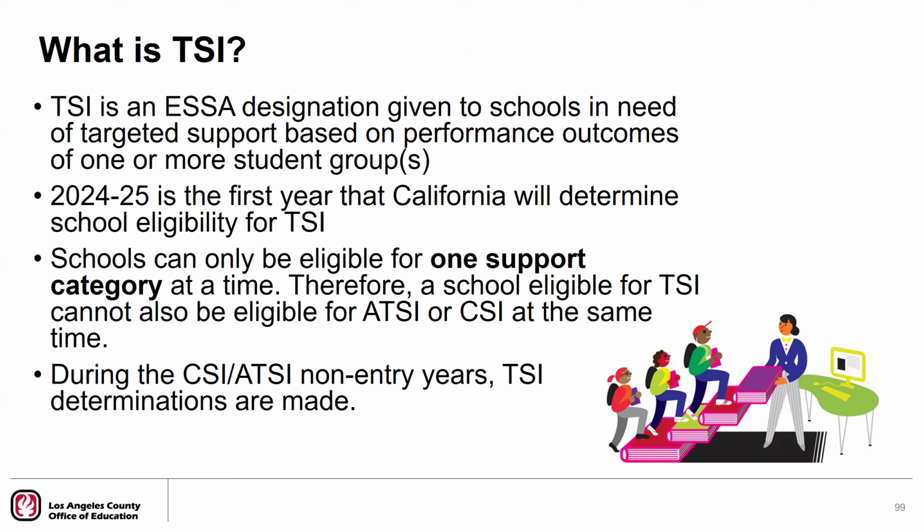2024-25 is the first year that California will determine school eligibility for TSI. Schools can only be eligible for one support category at a time. Therefore, a school eligible for TSI cannot also be eligible for ATSI or CSI at the same time. As shown in the previous graphic, during the CSI, ATSI non-entry years, TSI determinations are made.